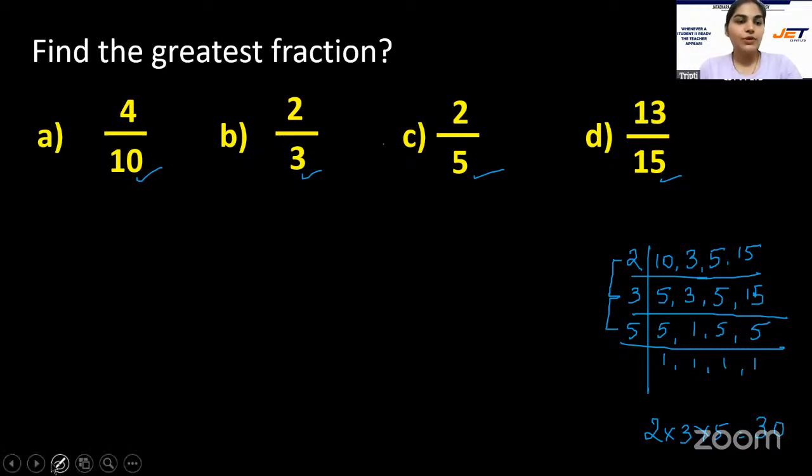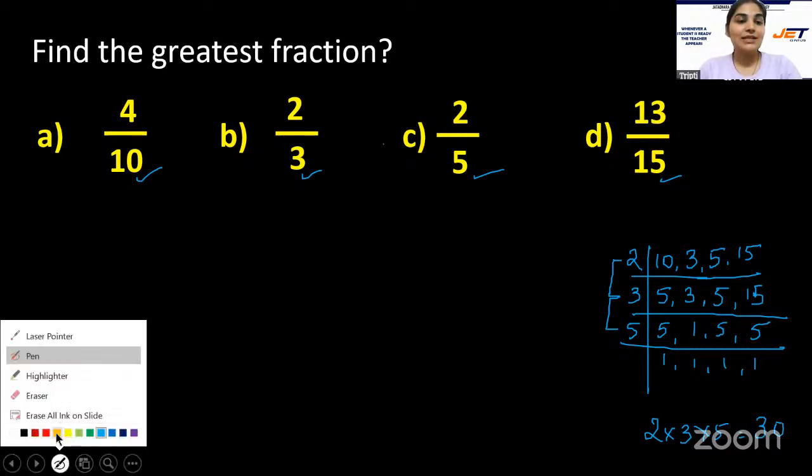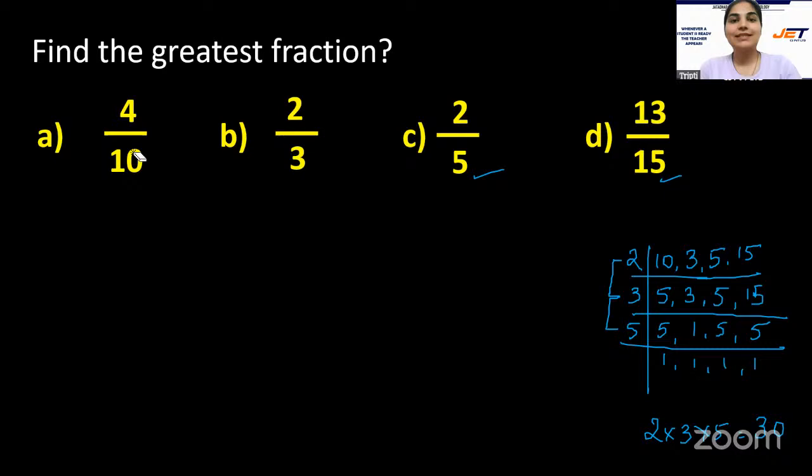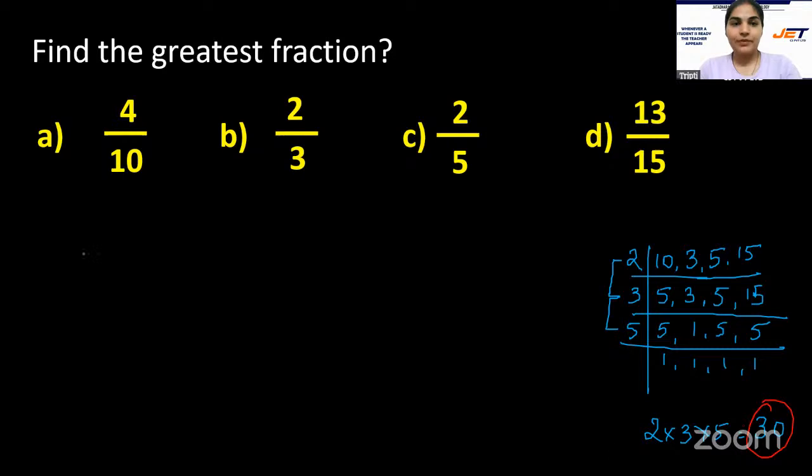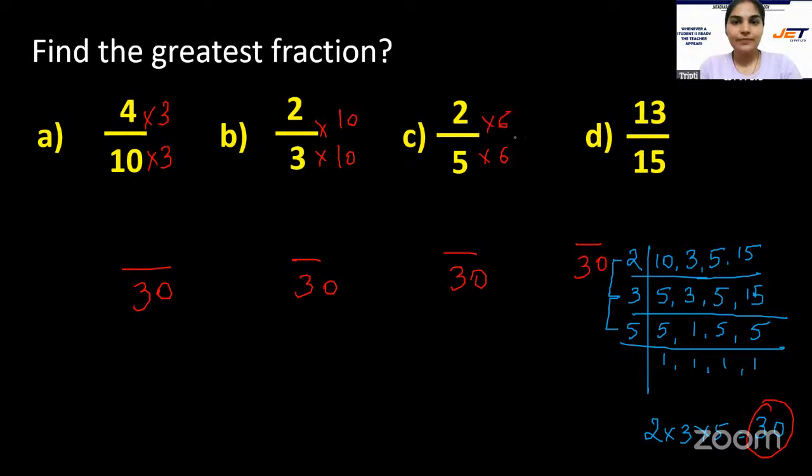Okay. Now I'm going to make the denominators same. I want the denominator to be 30 because that is the LCM. So to get 30 in the denominator, I need to multiply 10 by 3. Then only I'll get 30. 3 times 10 is 30. 5 times 6 is 30. 15 times 2 is 30.